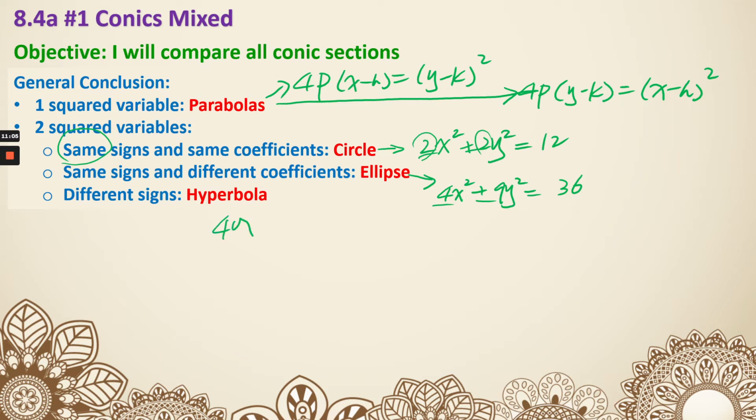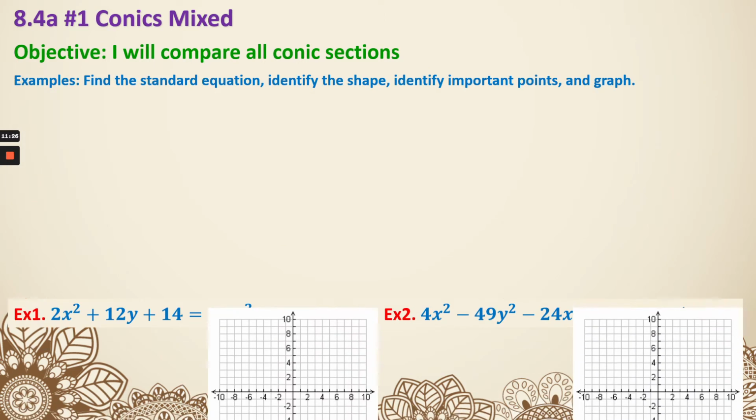Say you have 4x squared, but this time it's not plus, it's minus 9y squared equals 36. You see they don't even have the same sign. That means it's going to be a hyperbola. So just based on the equation that you're given, without even solving for anything, you should be able to identify what kind of shape you're going to get. Now let's go talk about examples 1 and 2.